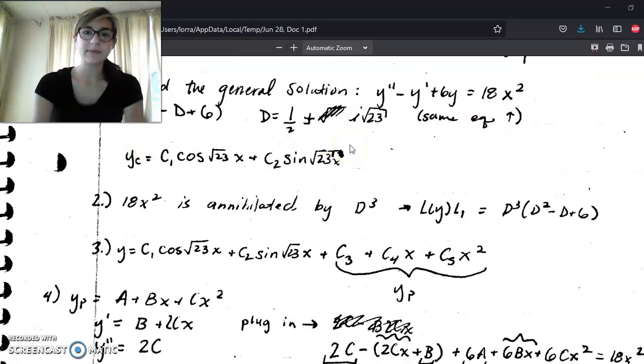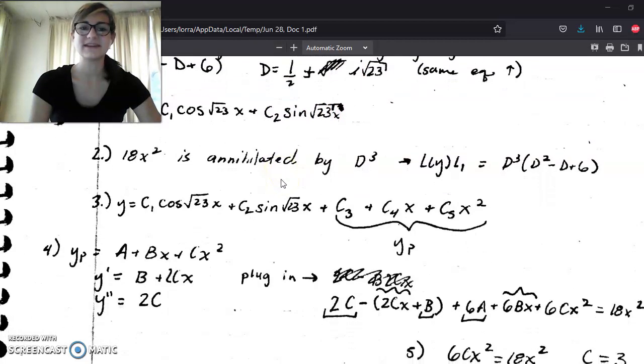And so your y complementary is equal to yc. Yc is equal to c1 cosine square root of 23x plus c2 sine square root of 23x, and then that x is outside the square root. I just wrote it badly. So the second step to the annihilator is finding how your g of x can be annihilated. So 18x squared is annihilated by d cubed, and that's because x's are annihilated when the degree of d is 1 higher than the x.